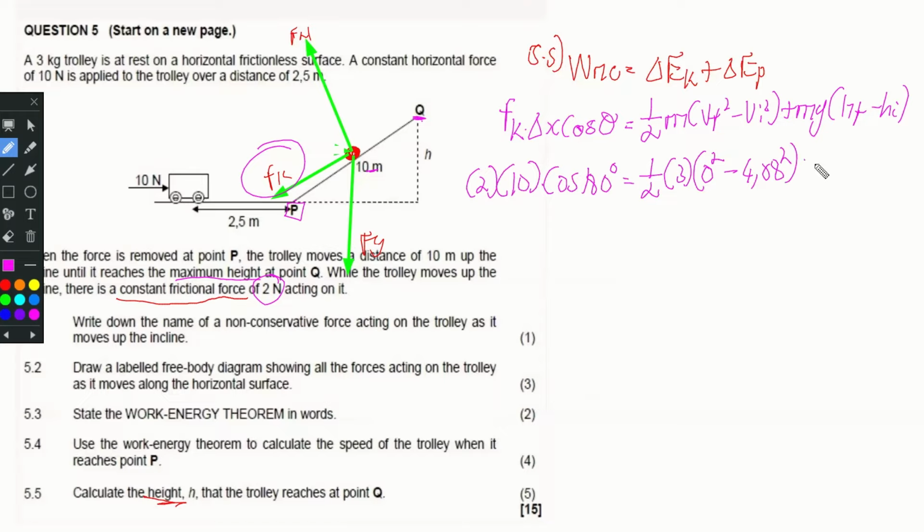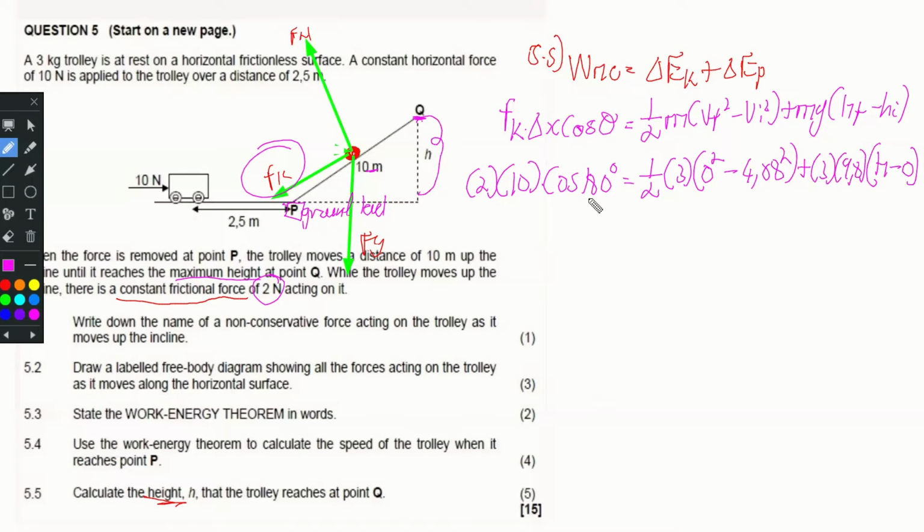Then plus our mass is 3. And then here we have 9.8. And then check. Height final, that's what we are looking for. The height at Q, which is H. So this is H. Height initial, note that at point P, it was at ground level. So at ground level, the height is what? 0.